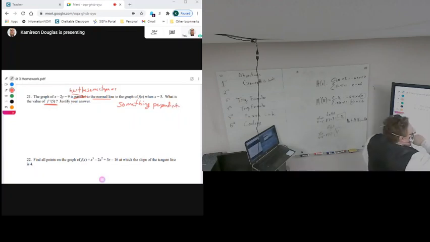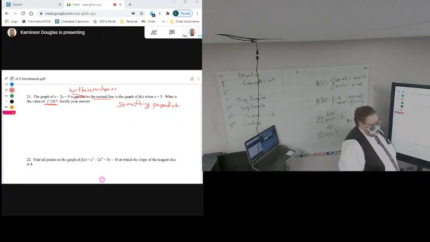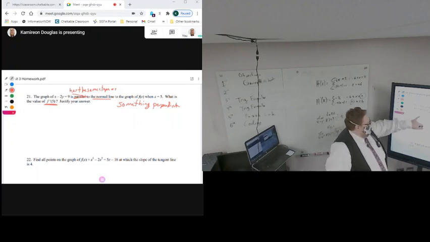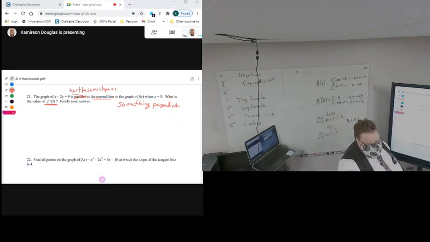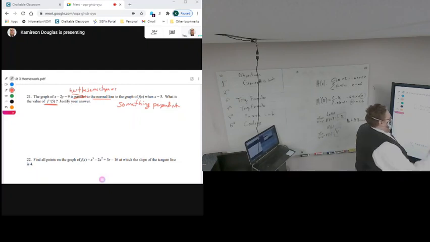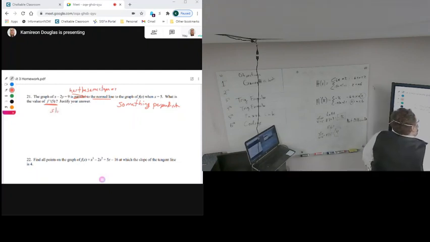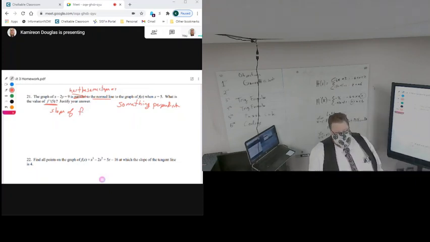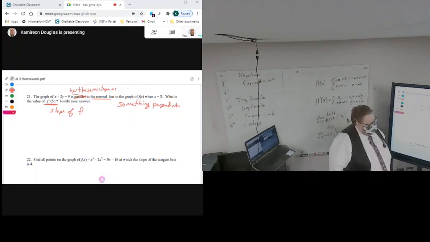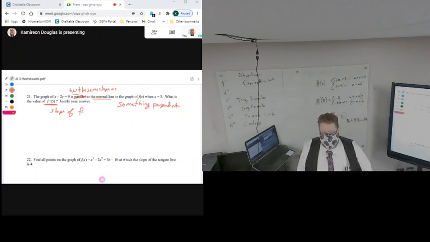And what are we asked to find? So this is the actual slope. This is the slope of f. What we have is something that has the same value as something that's perpendicular to this slope. There's a lot of pieces here. But what we have to do is actually pretty straightforward.